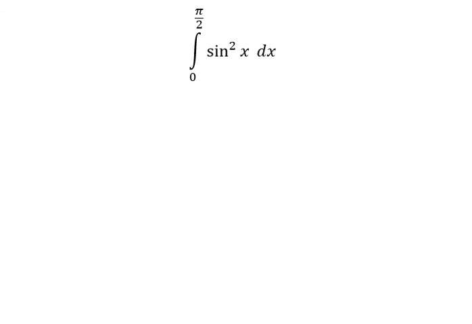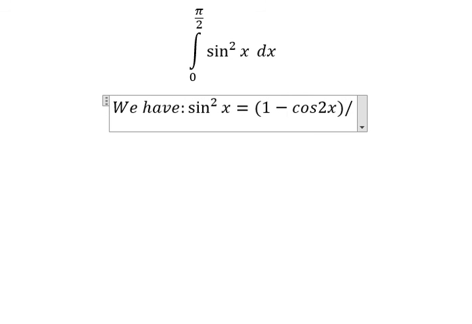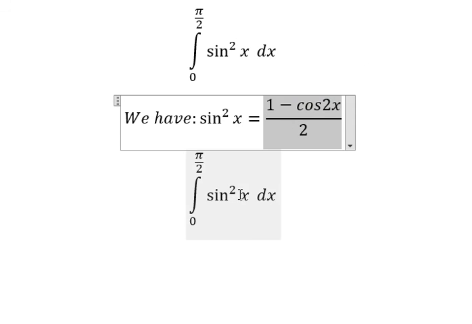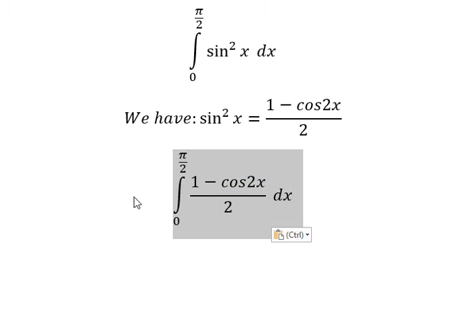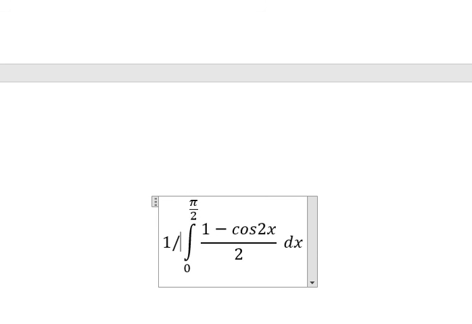So we have the formula in here. Sine x squared equals 1 minus cosine 2x over number 2. So I will put this one go in here. And then I will put number 2 go outside.